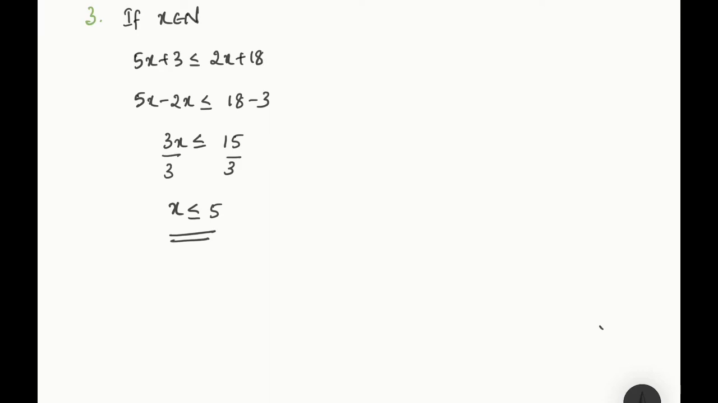So here you got a term x less than or equal to 5. So let us see what will be our replacement set. Our replacement set will be x belongs to N also, right? So replacement set will be 1, 2, 3, 4, 5. It's less than or equal to 5. So it is 1, 2, 3, 4 and 5.